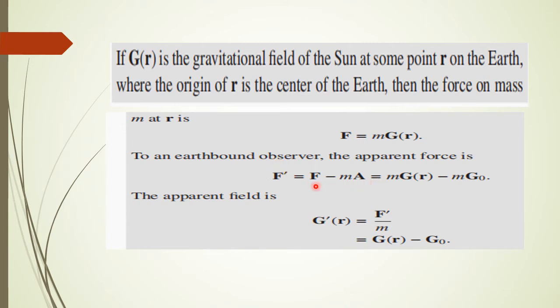So the apparent force we observe, as the observer is on the earth, is F' equals F minus ma. What is F? F is the force by the sun on a mass m at a distance r. So it is m G(r) minus m G0. This is an r dependent factor, so at various points this value will be changing. The apparent force will be changing with respect to r. So the apparent field G' equals F' by m, which from this equation gives G(r) minus G0.